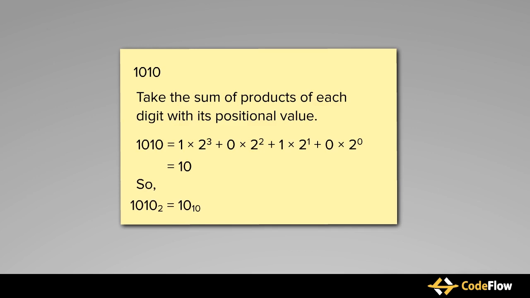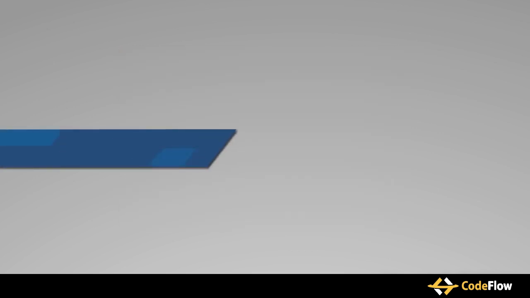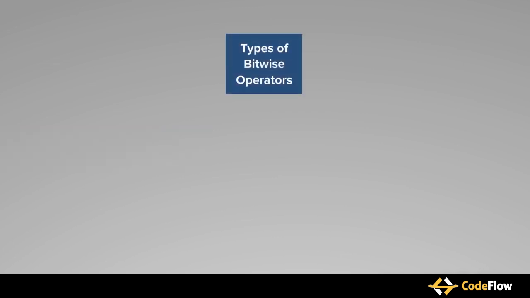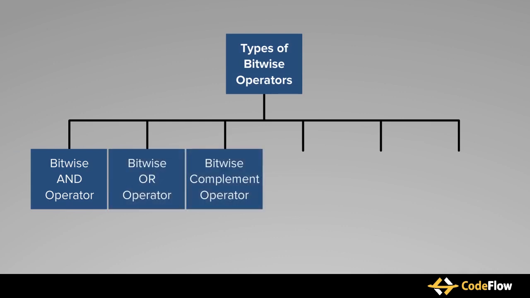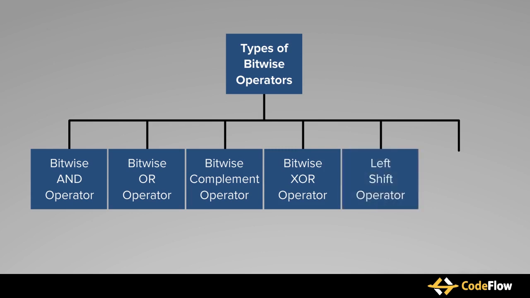Now when we have understood binary number system, let's now move on to the bitwise operators which operate on binary numbers. C supports 6 types of bitwise operators. These are bitwise AND operator, bitwise OR operator, bitwise complement operator, bitwise XOR operator, left shift operator, and right shift operator. All these operators first convert decimal numbers to binary numbers and then operate on it. Let's understand the function of each operator one by one.